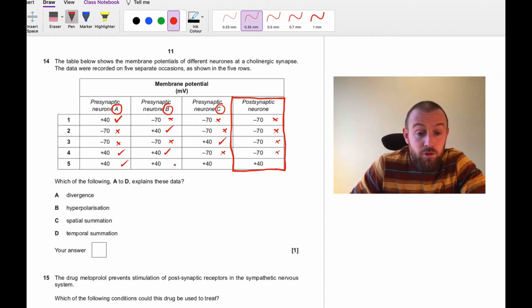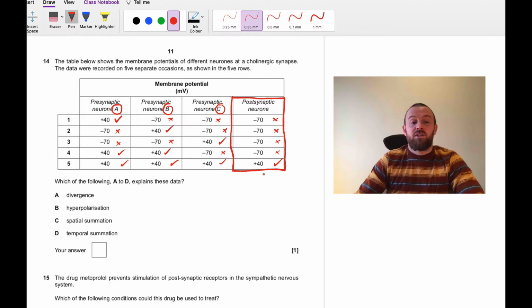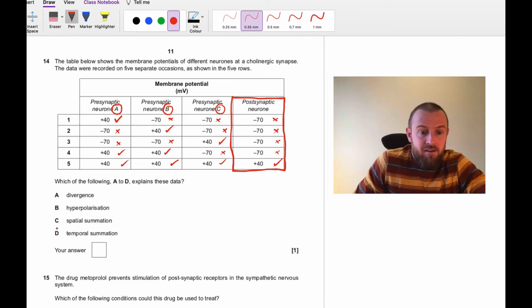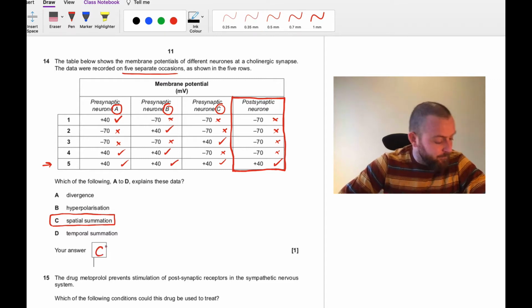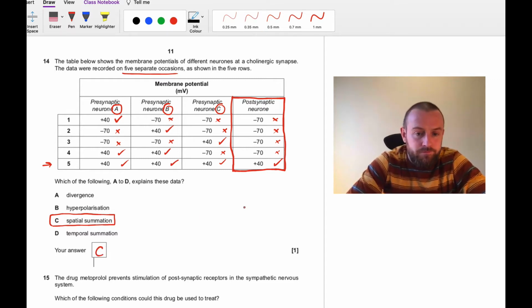It's only when the 3, 1, 2, 3 are all firing at the same time, the postsynaptic one also depolarizes. Okay, so this is therefore spatial summation, because it's all happening at the same time. This is 5 separate occasions, so therefore spatial summation is the answer. That's a tricky one. I haven't seen a question like that before. I like it.